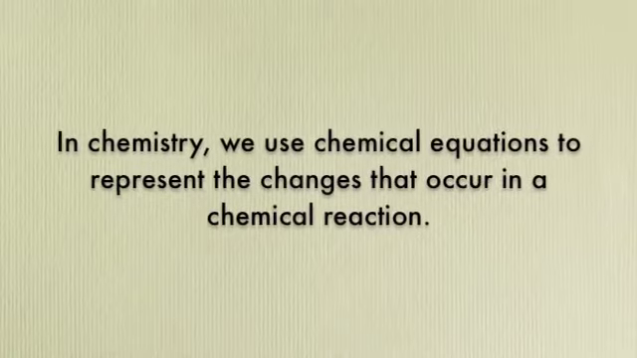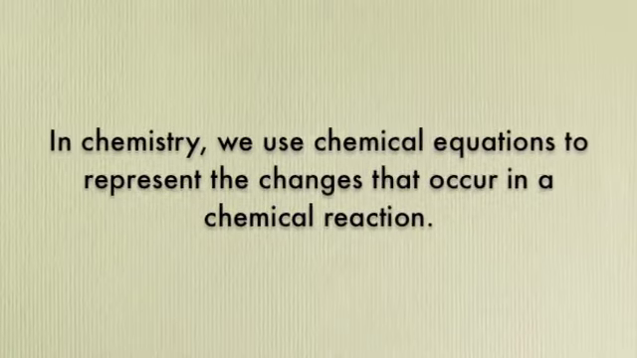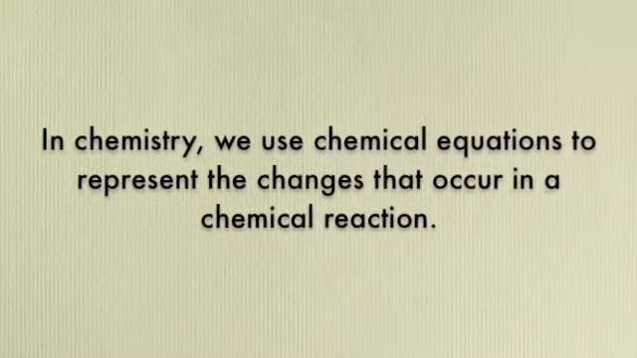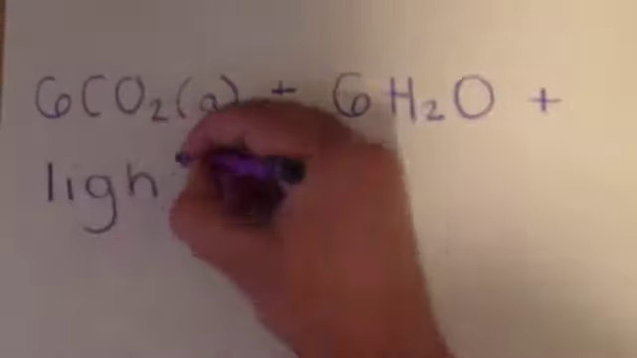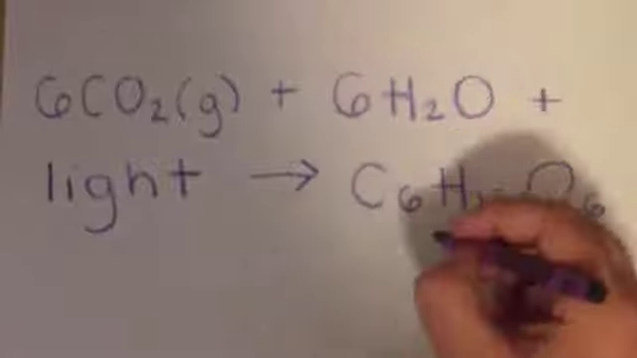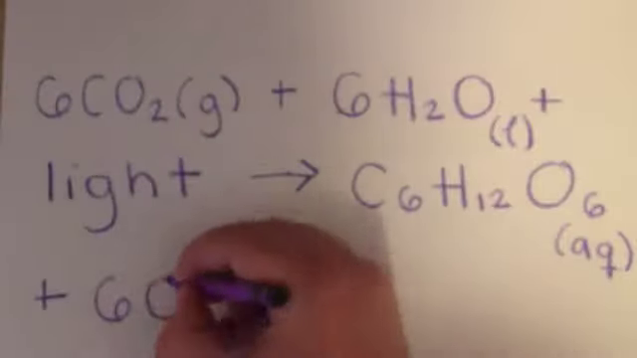In chemistry, we use chemical equations to represent the changes that occur in a chemical reaction. For example, if we take another look at photosynthesis, the chemical reaction that we saw earlier, and write it down on paper, it looks something like this.